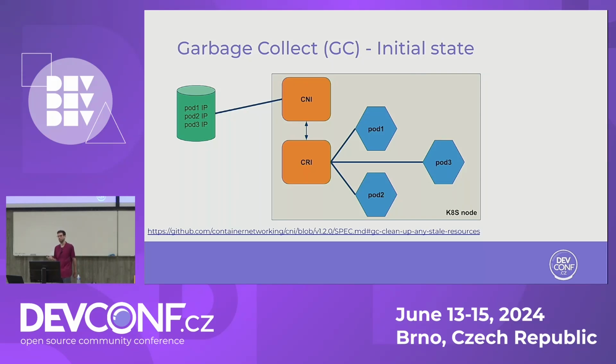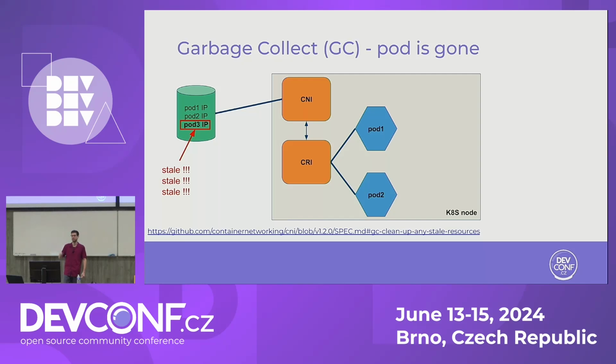We have our CNI plugin that is creating things, and we have the runtime that is managing the life cycle of a set of pods. Now, for whatever reason, there's a weird disaster, and this pod goes down. And CNI delete is not invoked for whatever reason, which puts us in this situation. The IP address allocation for that pod leaked behind, and we have something stale in our database.